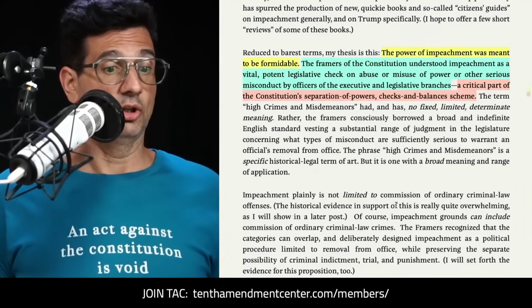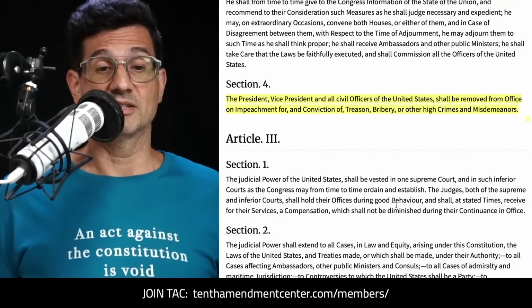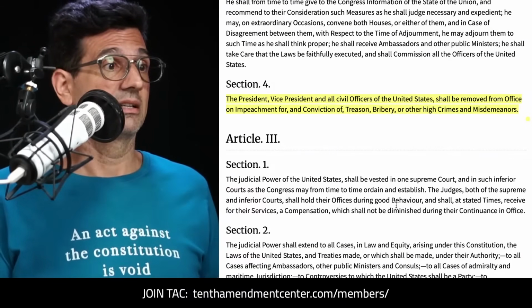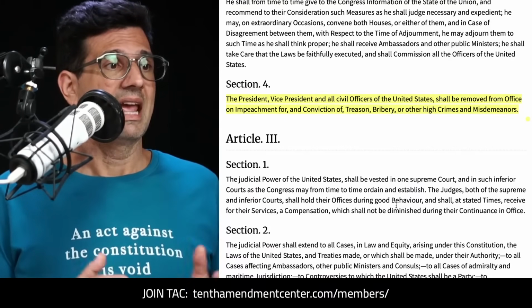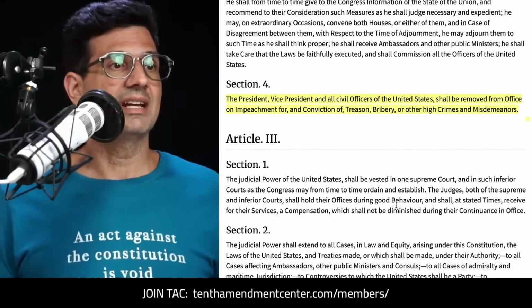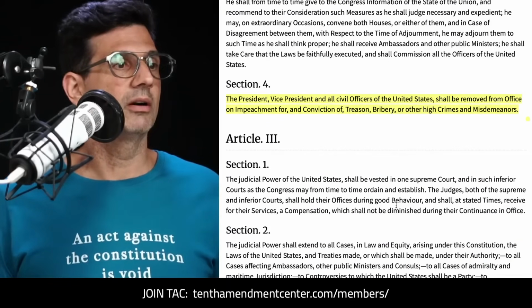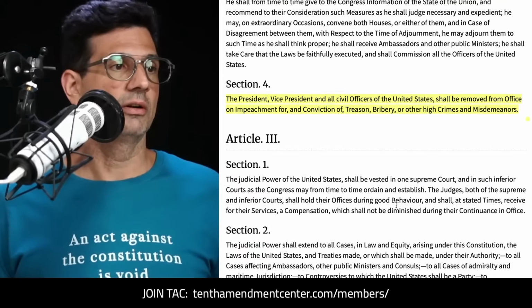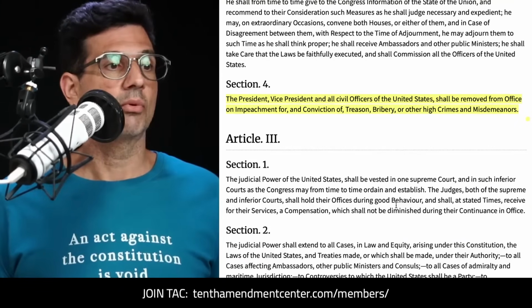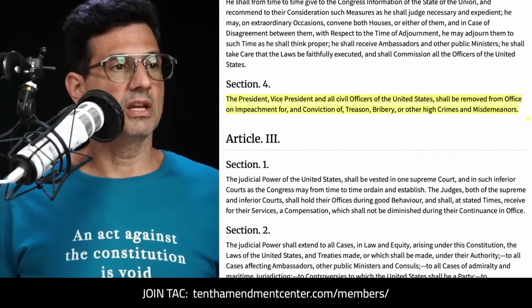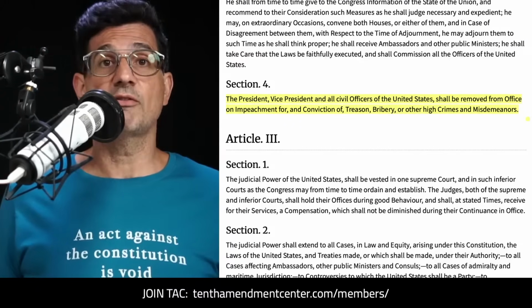So let's first look at the so-called impeachment clause. This is Article 2, Section 4 of the Constitution. The President, Vice President, and all civil officers of the United States shall be removed from office on impeachment for and conviction of treason, bribery, or other high crimes and misdemeanors. Sounds pretty straightforward, doesn't it?